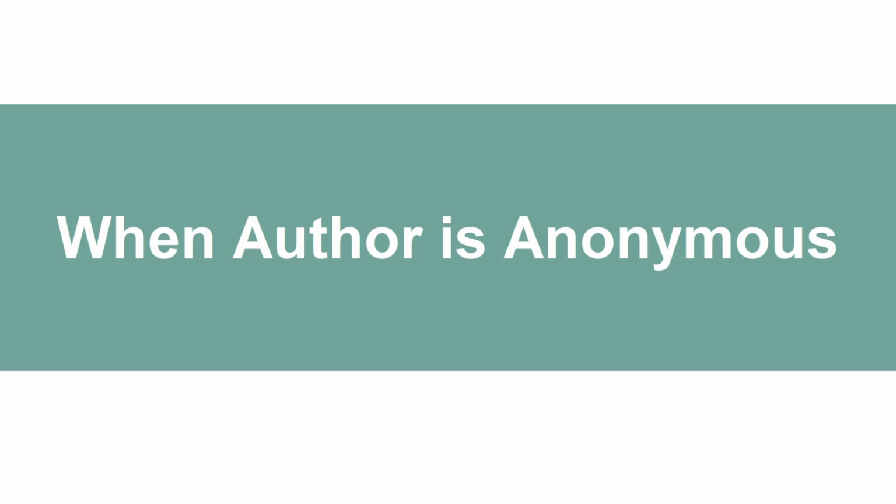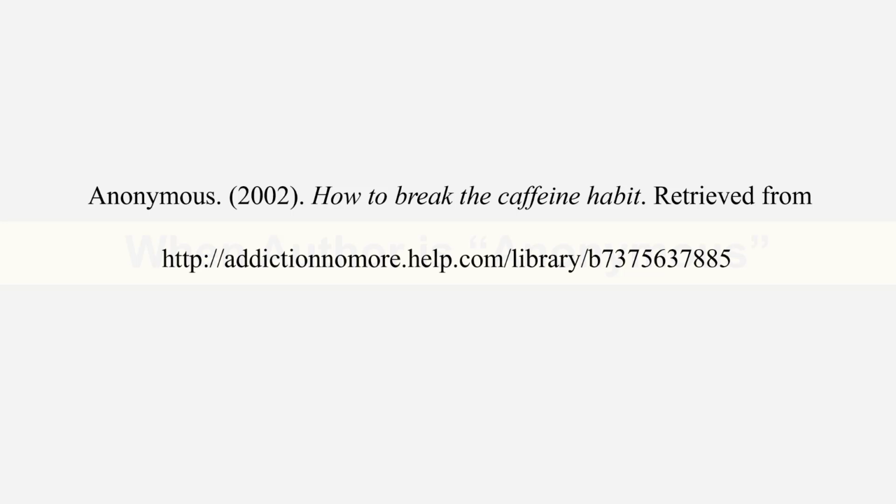It is seldom appropriate to list the author of a source as anonymous. The APA Publication Manual indicates that this should be done only if the document has actually been signed with the word anonymous, and this doesn't happen much. In those rare instances, use this format.